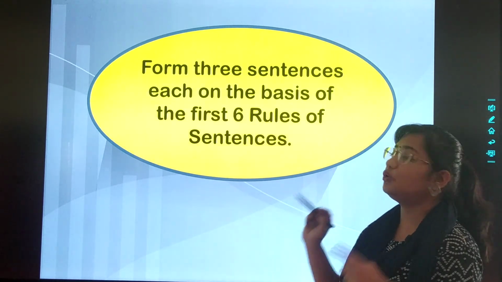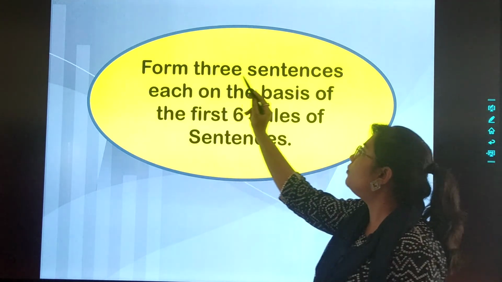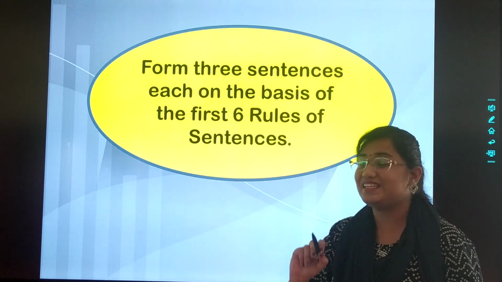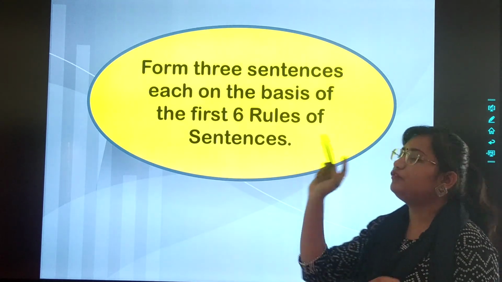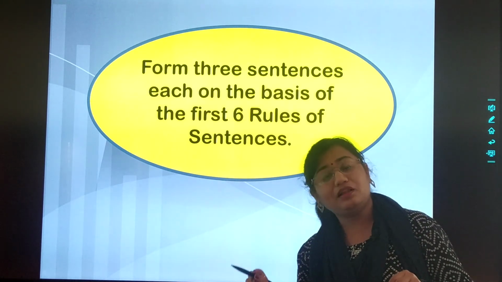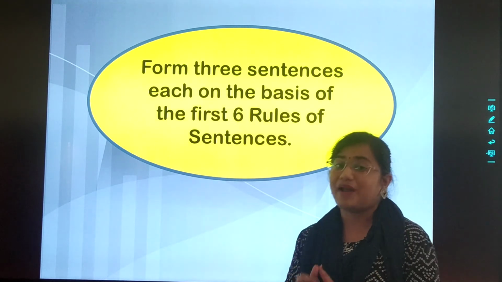Okay, dear children, here is your homework. Form 3 sentences each. You need to make 3 sentences on each of the first 6 rules of sentences we learned. So dear children, practice well.